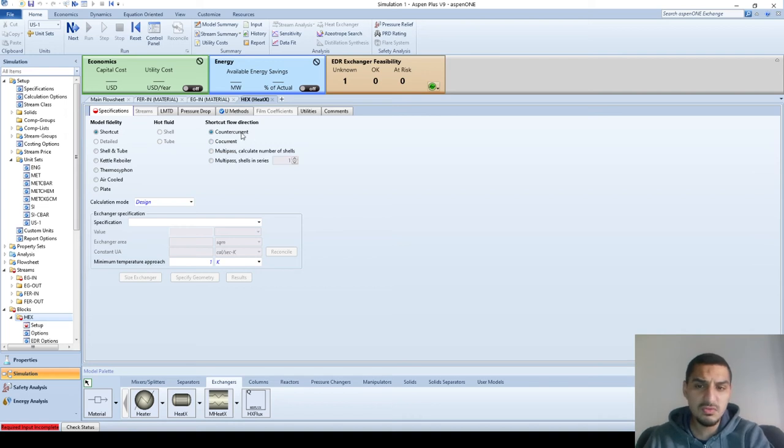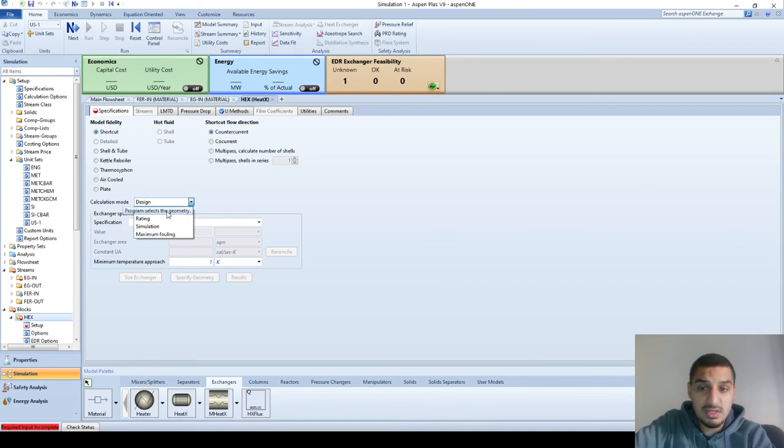I'm just gonna go for counter current for now. And this is the information that I want to provide for this part. Now it's asking about the calculation mode, how it is going to do the calculations of the heat exchanger.